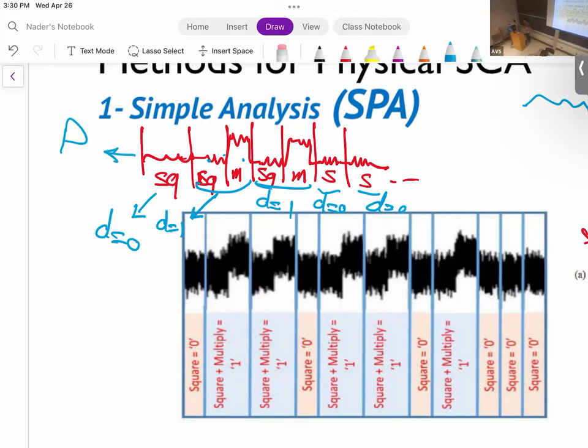We call this a simple power analysis because you're doing a simple analysis on the power consumption, and I can launch this attack. Any questions?